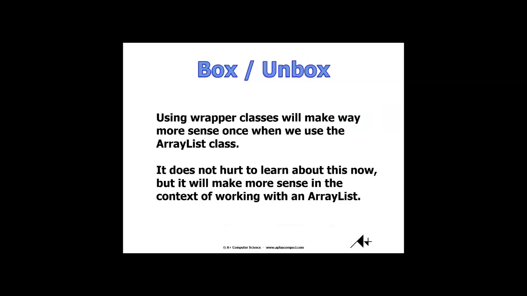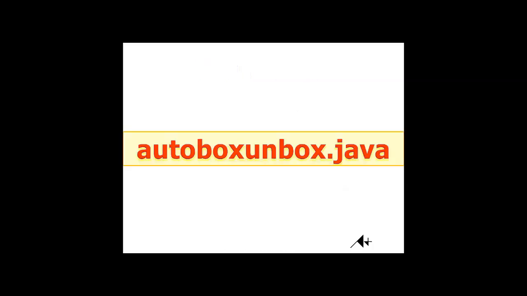So anyway, when you wrap a primitive, it's called boxing, and whenever you unwrap it, it's called unboxing. Like I said, this is going to make a whole lot more sense when we get to an ArrayList. All right, let's take a look at an example real quick.